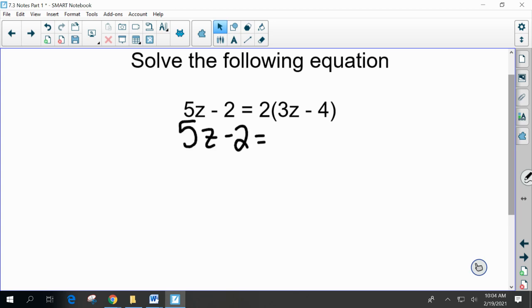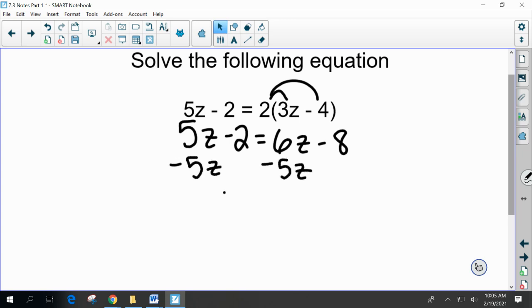And on the right-hand side, I need to distribute those parentheses. So 2 times 3z is 6z, and then 2 times -4 is -8. Okay, so now I'm back to what I had in the last couple of problems. So I'm going to choose to move my smallest z. Which one's smaller? 5z. So I'm going to add or subtract it. Subtract. Subtract 5z from both sides. So I'm going to end up with -2 on the left equals 1z, or I can just write z, minus 8.